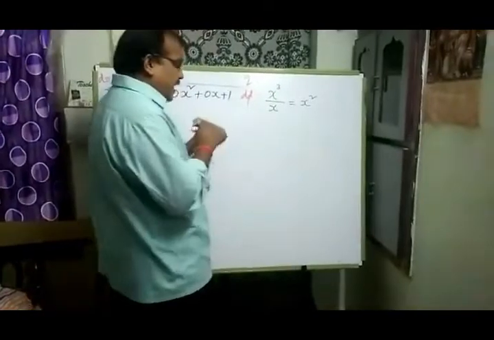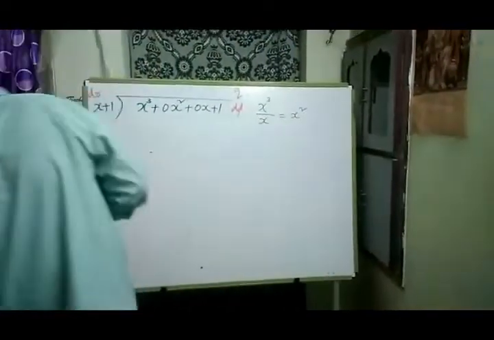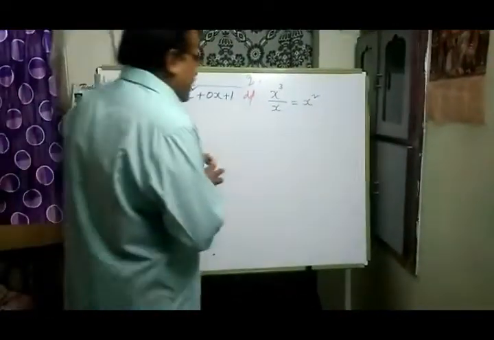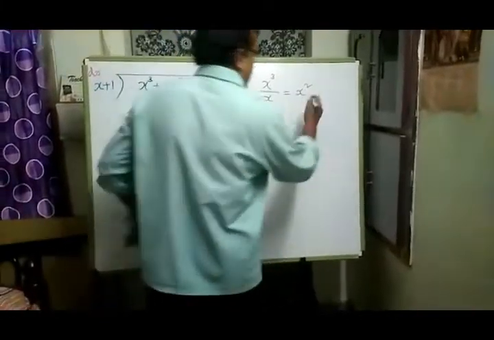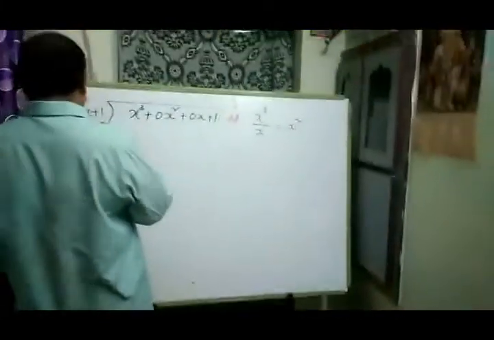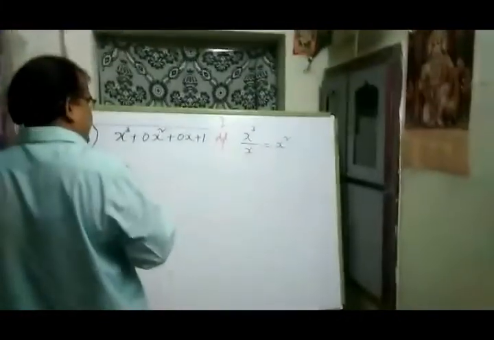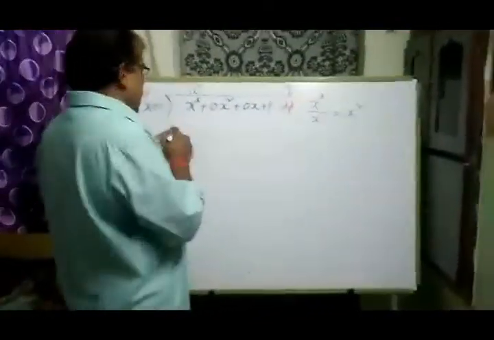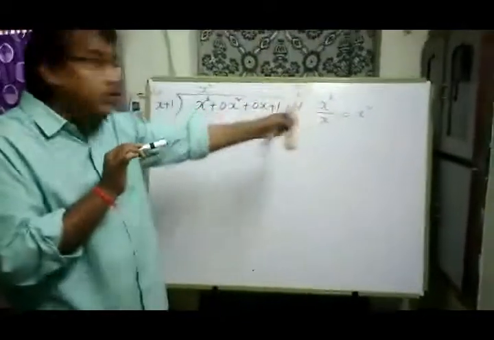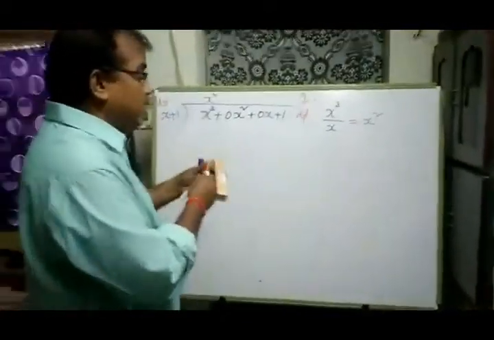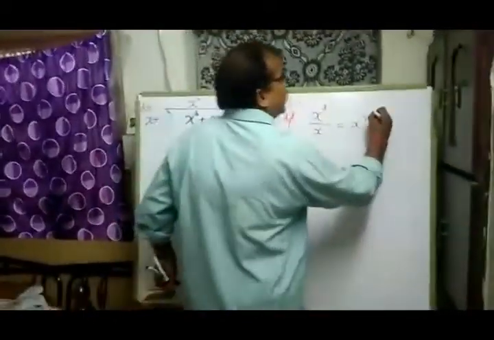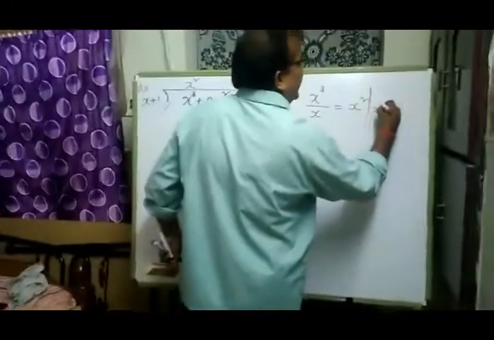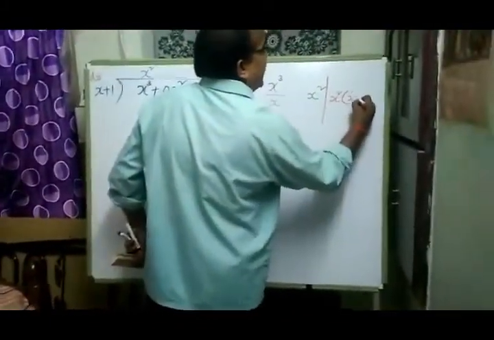This is the partial quotient. Now partial quotient I will write here. What is the partial quotient? X square. Partial quotient is x square. Now the partial quotient into divisor. X square into divisor x plus 1.